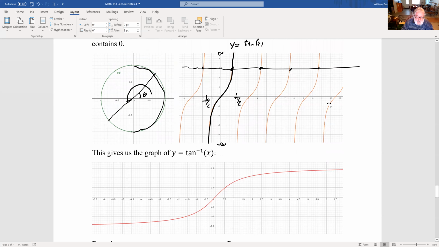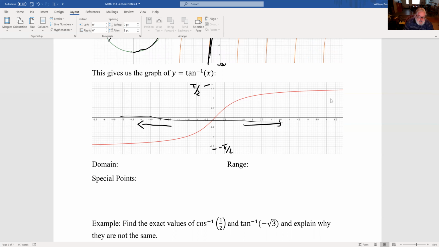So this is the graph of y equals tangent of x. It's this graph here, pretty much laid on its side. Goes to pi over 2 at the top, goes to minus pi over 2 at the bottom. Its domain is actually minus infinity to infinity, right? So the range of tangent is minus infinity to infinity. So the domain of arctangent is minus infinity to infinity. Domain of tangent is minus pi over 2 to pi over 2. So the range of arctangent is minus pi over 2 to pi over 2.